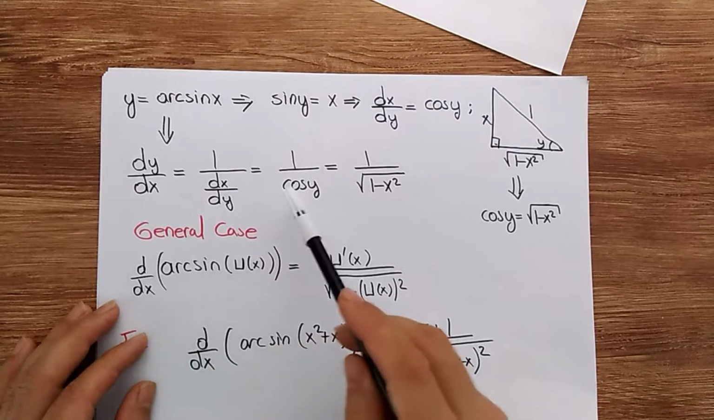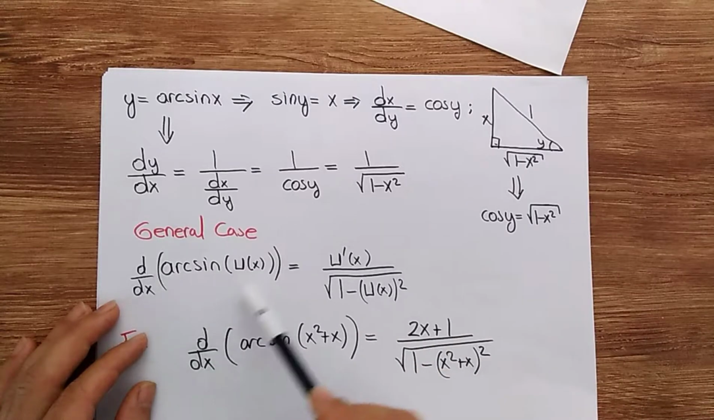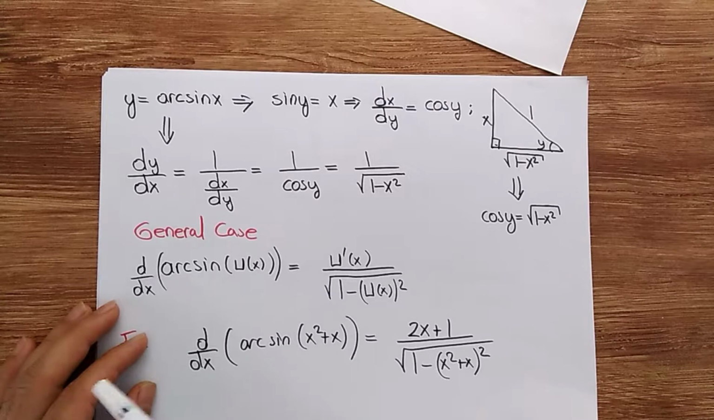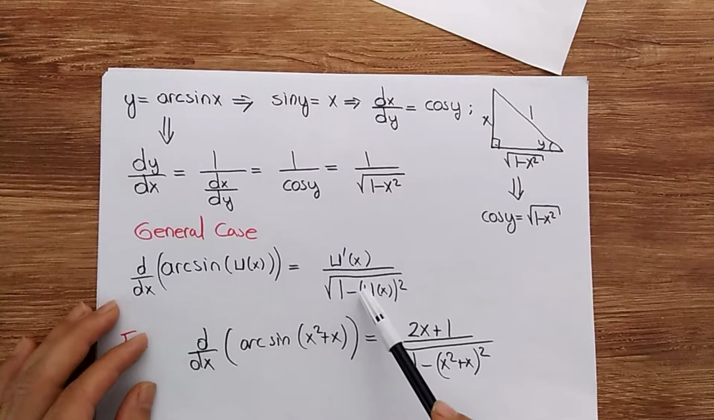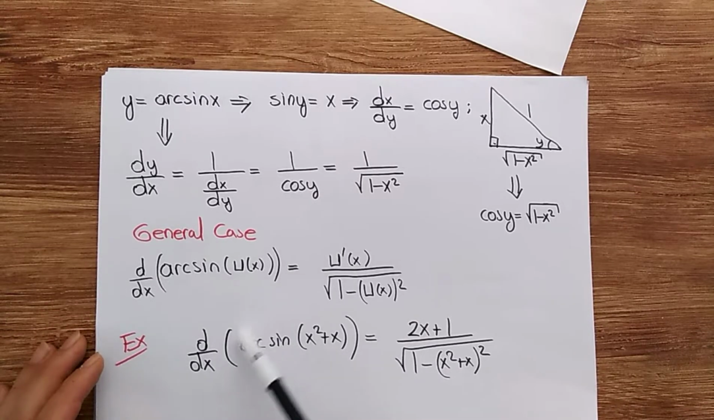We can extend this special case to more general one. Consider this composition. Derivative of this composition can be obtained as u prime of x over square root 1 minus u squared by chain rule. So consider this example. Derivative of this function is 2x plus 1, which is derivative of this expression, over square root 1 minus u squared.